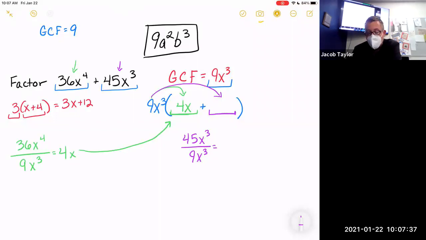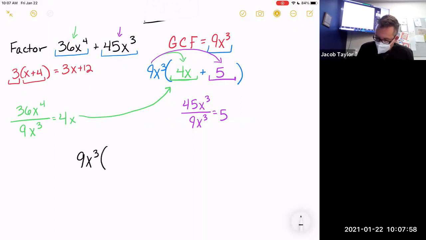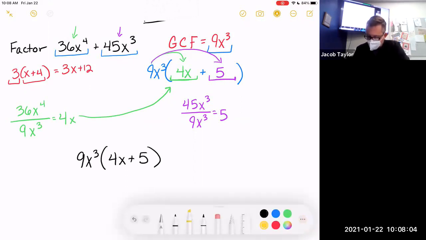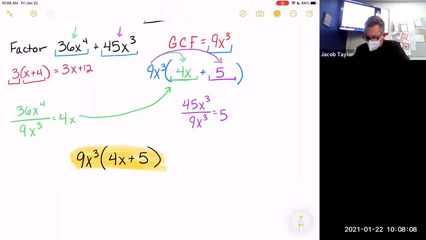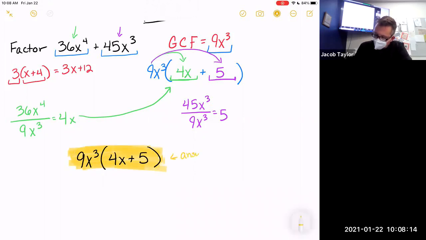45 divided by 9 is 5. X cubed divided by x cubed is 1, which means I do not need to write the x's. It's just 5 times 1, which is 5. So that goes right there. So I think that my answer is 9x cubed times 4x plus 5. I think that is my answer. If I've done everything correct, that is the answer. This is factoring, yes.